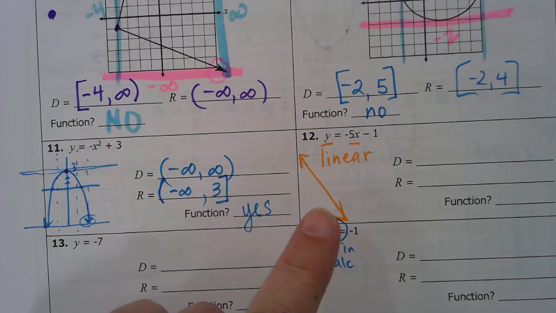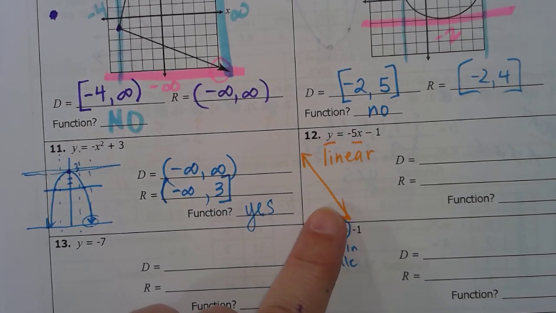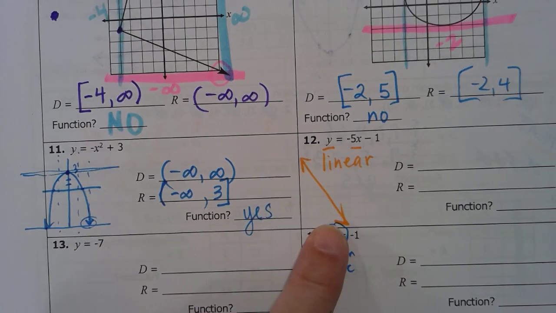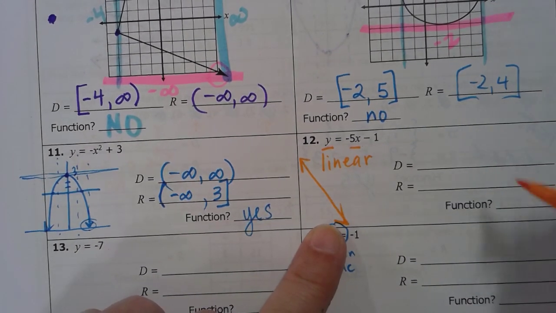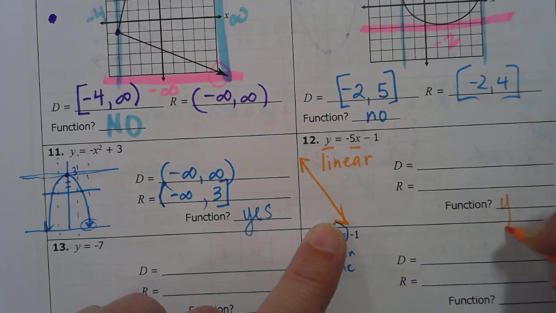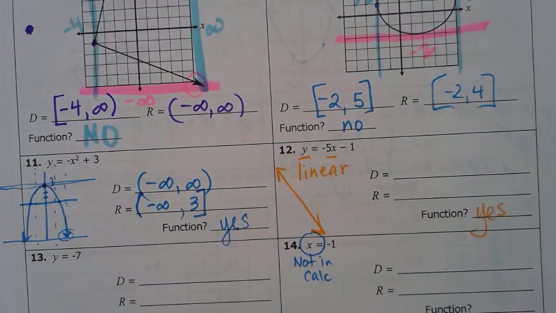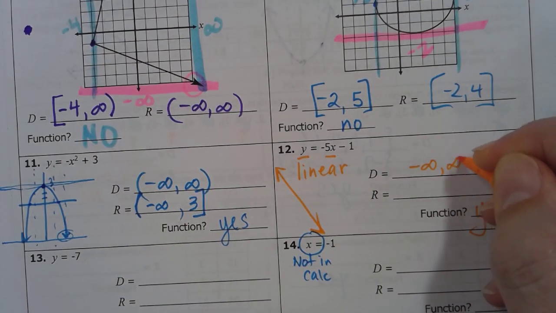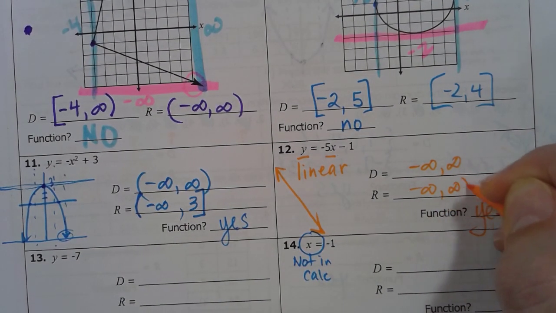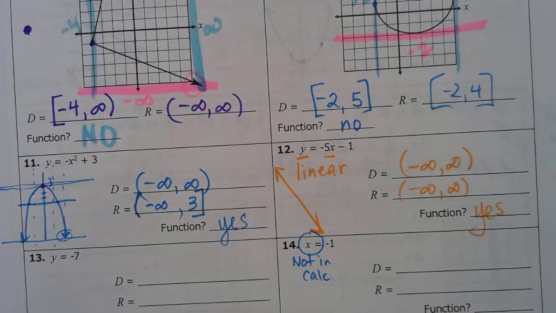Okay, so this is linear. It slants down like this. Is that going to be a function? Yes or no? Yes. All right, and does it ever stop? No. So this is going to be forever and ever, forever and ever. All real numbers, all real numbers.